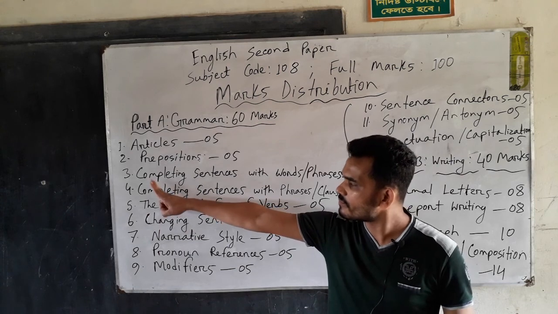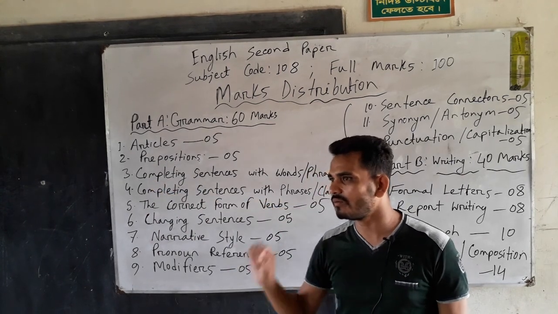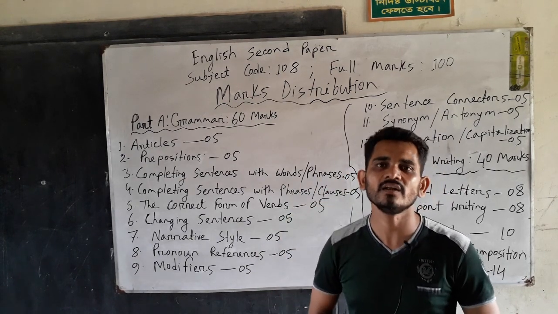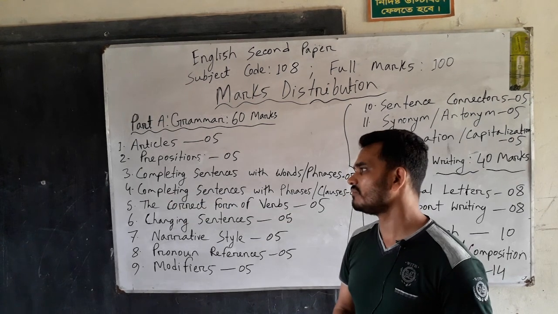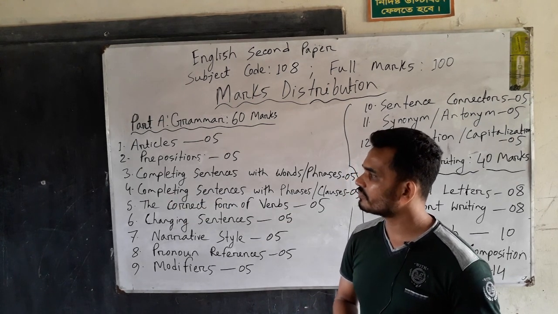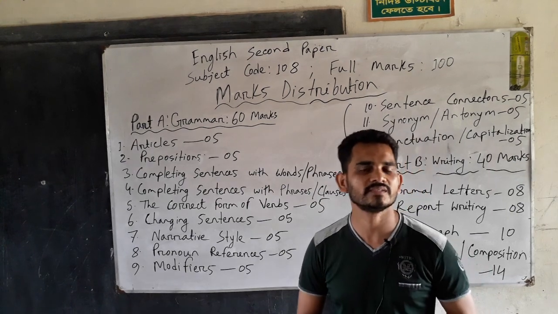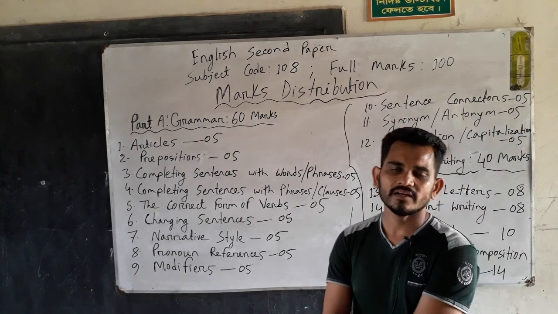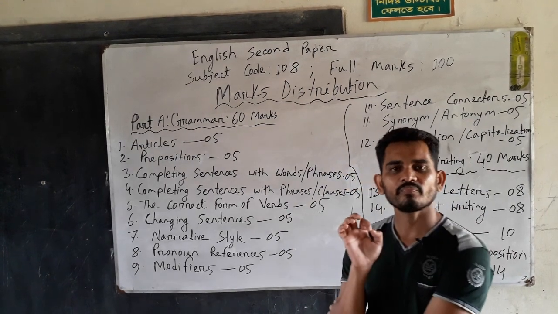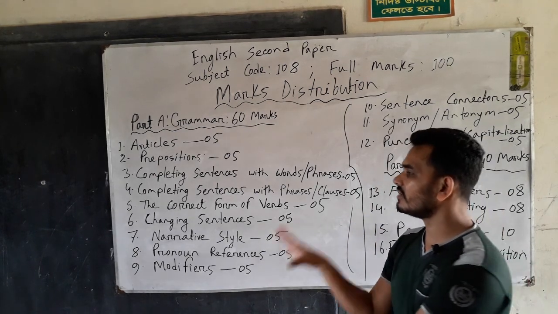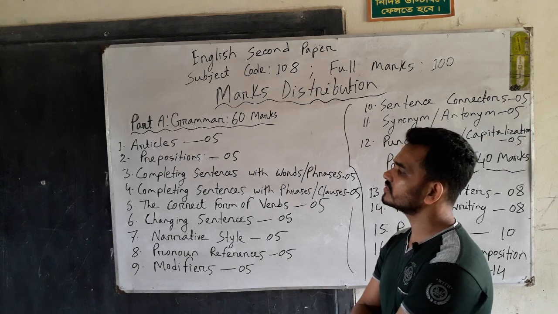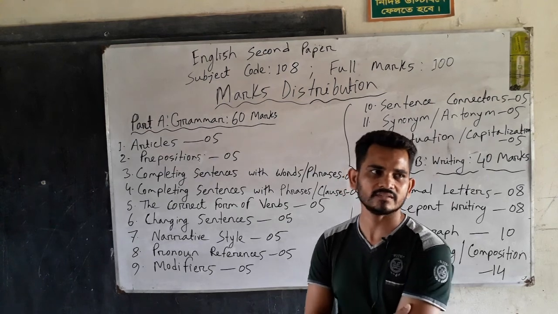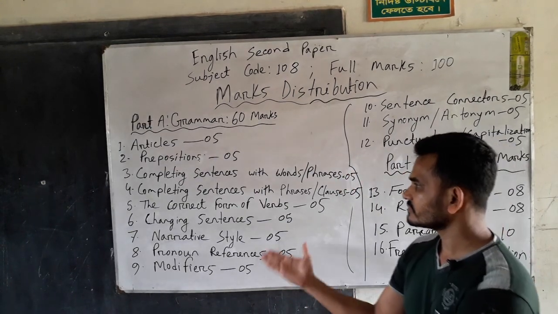Dear learners, for question number 3, completing sentences, you will have to complete the sentences with some phrases and clauses. And for question number 4, you will have 10 incomplete sentences. By using suitable phrases and clauses, you will have to complete the incomplete sentences. For these things also, you should know some specific rules. In my next classes, I will discuss these rules.